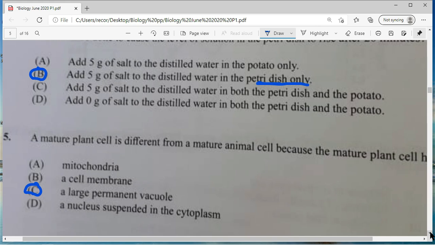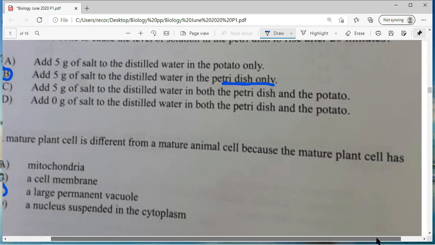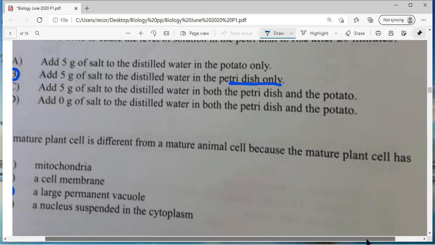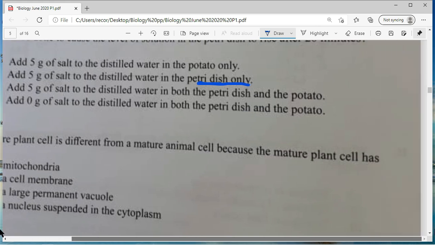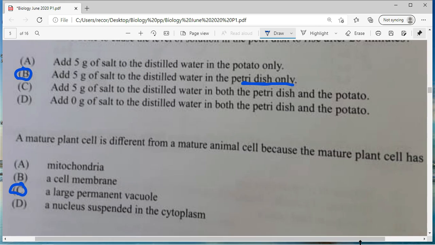Here we move on down. A mature plant cell is different from a mature animal cell because the mature plant cell has a large permanent vacuole. They will both have mitochondria, both have a cell membrane, and of course they'll definitely have a nucleus that is suspended in the cytoplasm, as we explained before. So C here is the most suitable answer. Large permanent vacuole. Animal cells will have smaller vacuoles, and in some cases these vacuoles are going to be more numerous.